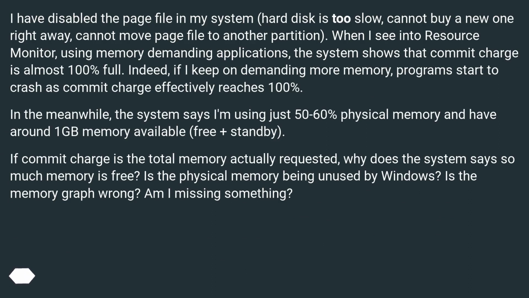When I look into Resource Monitor, using memory-demanding applications, the system shows that commit charge is almost 100% full. Indeed, if I keep on demanding more memory, programs start to crash as commit charge effectively reaches 100%. In the meanwhile, the system says I'm using just 50 to 60% physical memory and have around 1 GB memory available, free plus standby. If commit charge is the total memory actually requested, why does the system say so much memory is free?